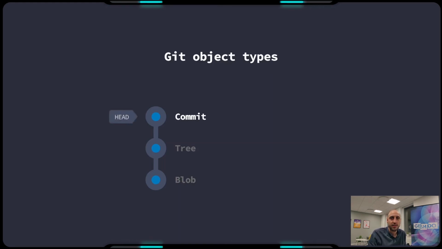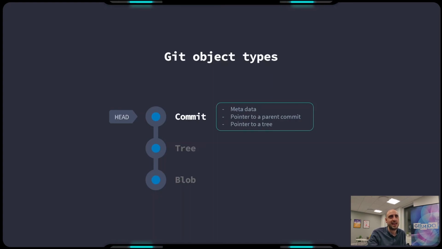And the first one we have is the commit. And the commit object is containing a bunch of metadata. So it will contain, for instance, who is the creator of this commit, who is the author, when was this commit created, like a timestamp. And it will also contain a pointer to the parent commit, as well as a reference to a tree object.